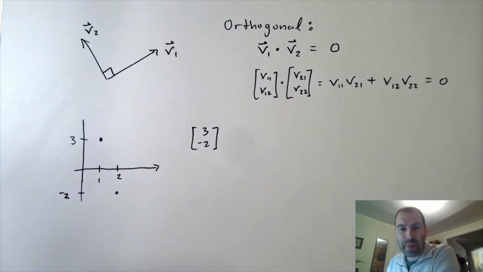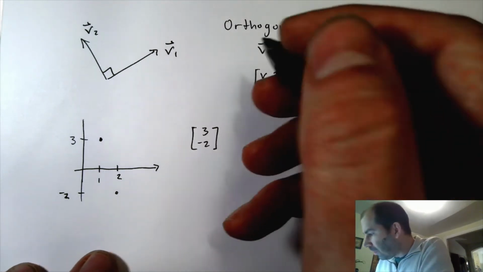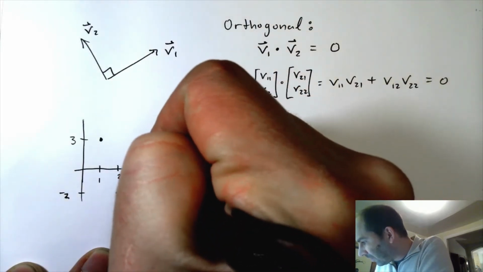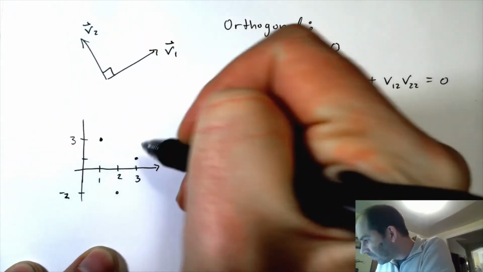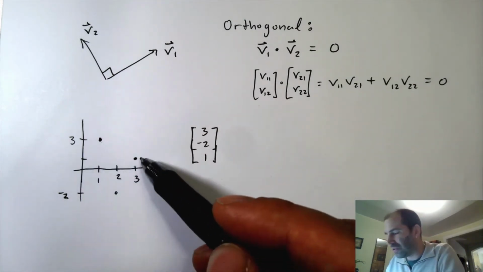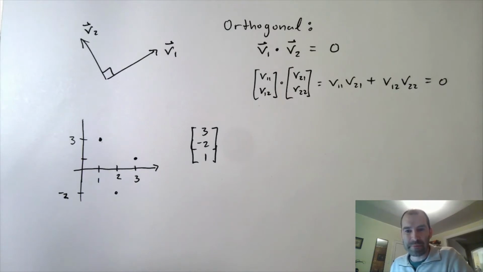Now, why don't we make this a three-dimensional vector? If I had a three-dimensional vector, my third component might be 1, just to make it a little more interesting. So you can think of this vector as a very rudimentary graph consisting of just 3 points.